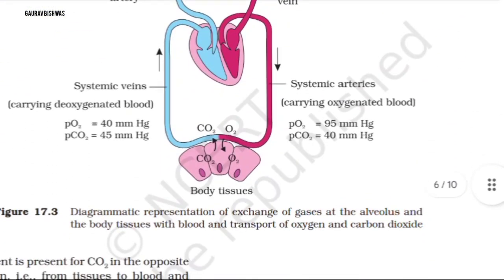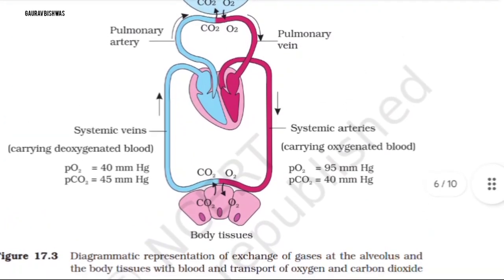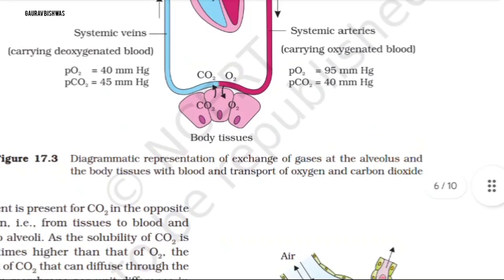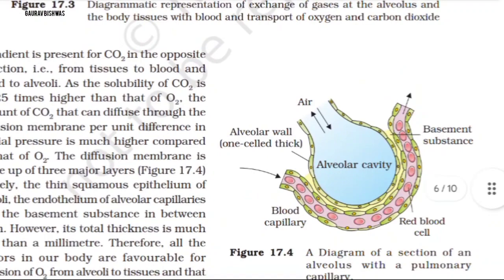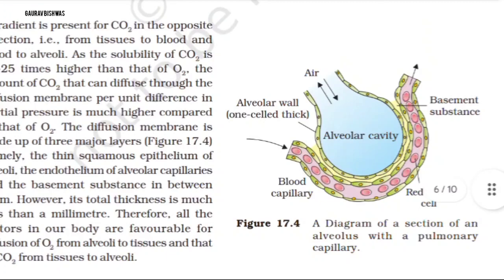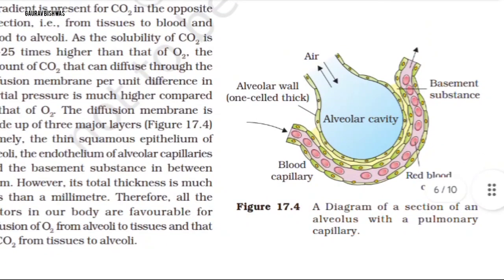In figure 17.3, a diagrammatic representation of the exchange of gases at the alveolus and the body tissue with the blood, and transport of oxygen and carbon dioxide. A gradient for carbon dioxide exists in the opposite direction, i.e., from the tissue to the blood and blood to the alveoli, as the solubility of carbon dioxide is 20 to 25 times higher than that of oxygen. The amount of carbon dioxide that can diffuse through the diffusion membrane per unit difference in partial pressure is much higher compared to that of oxygen.